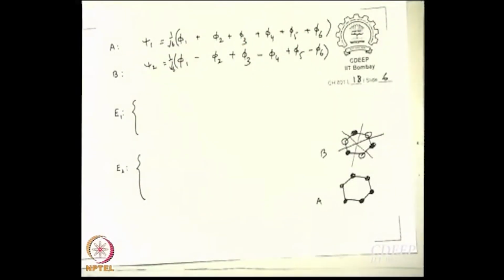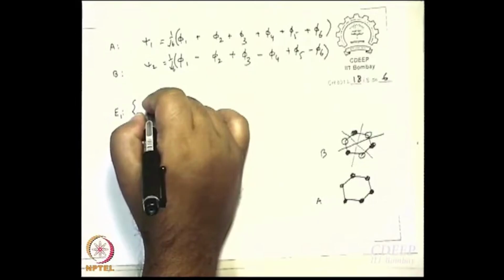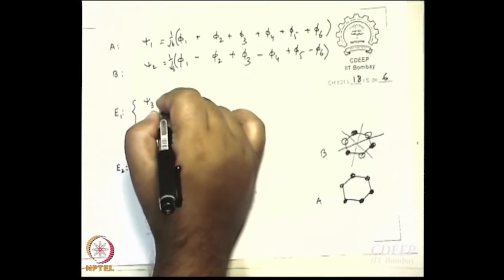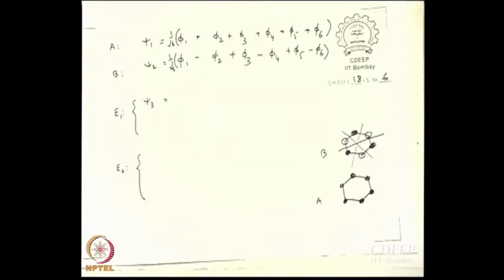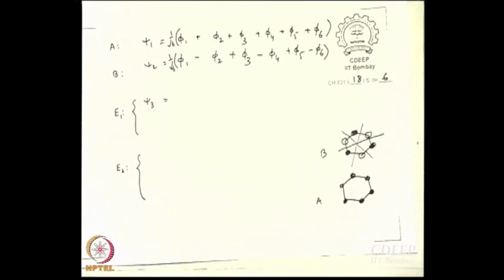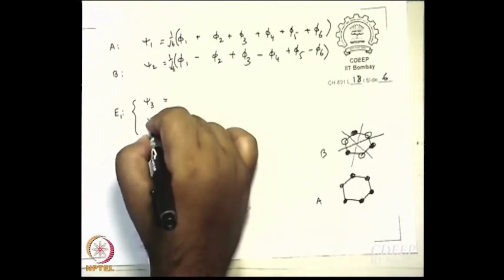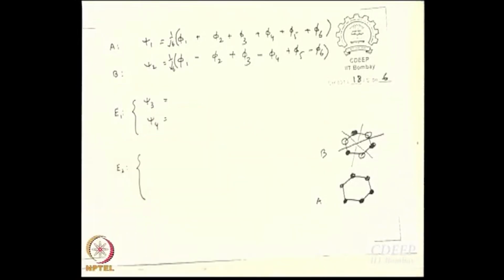Now, what about E1? What are the two? What is psi 3? Remember, you just have to multiply by the corresponding characters. Phi 1, phi 2, phi 3, phi 4, phi 5, phi 6 are there. You just have to multiply by the corresponding characters. It is not difficult. 2 phi 1? No, I am taking them separately, right?